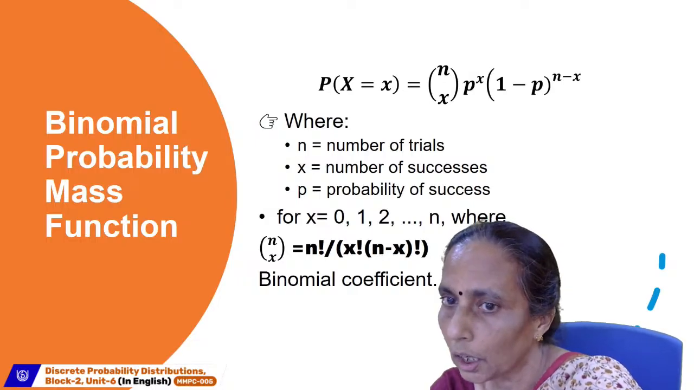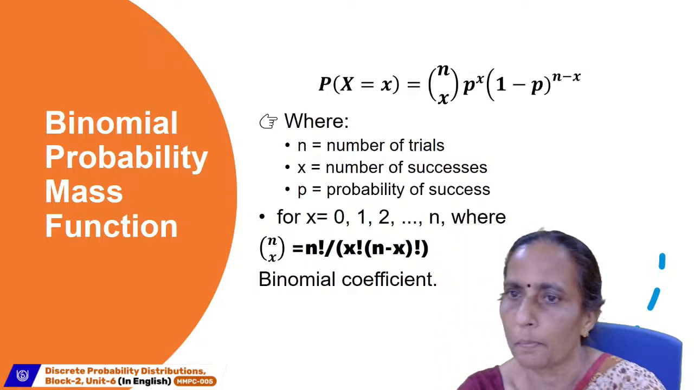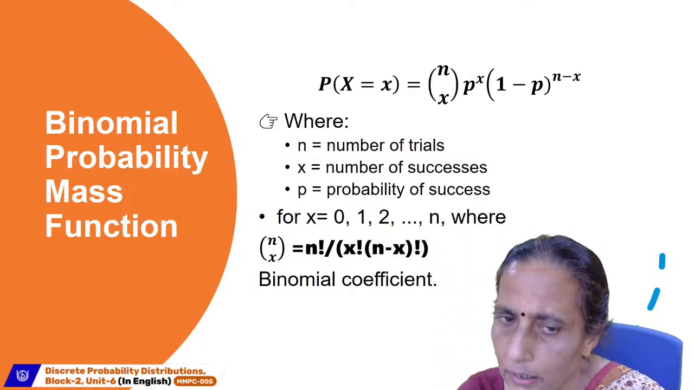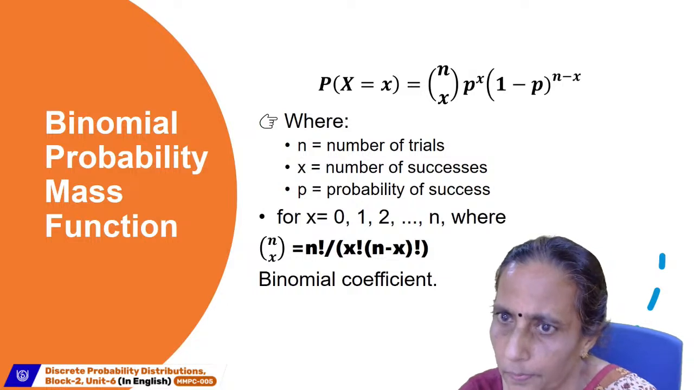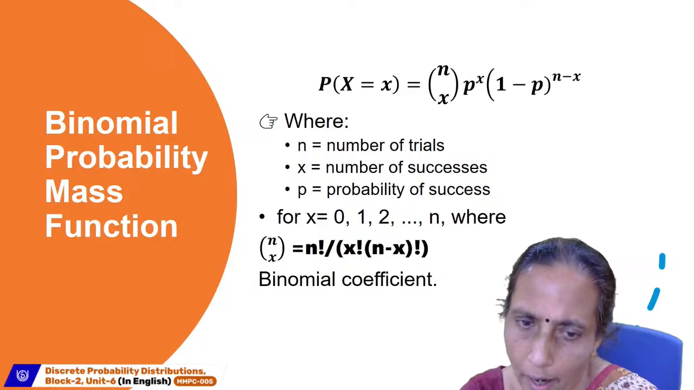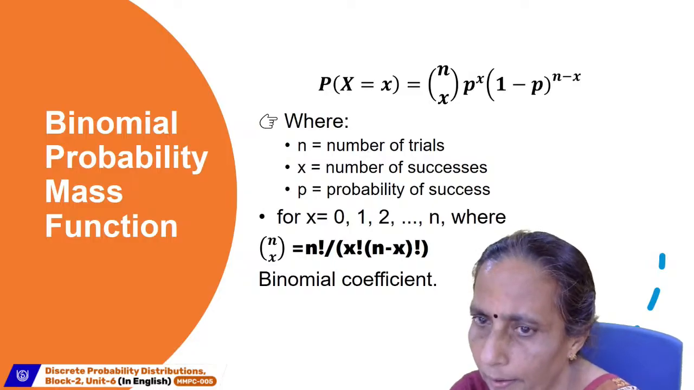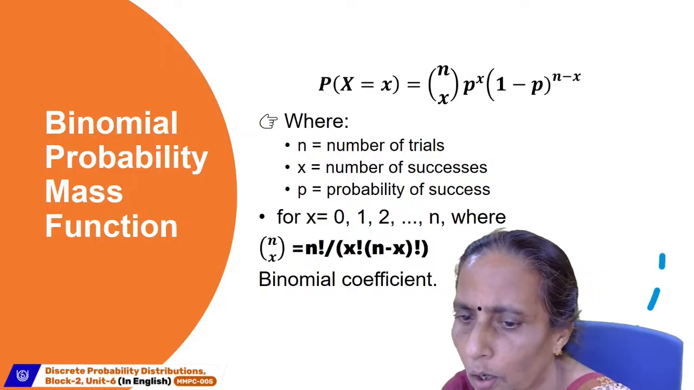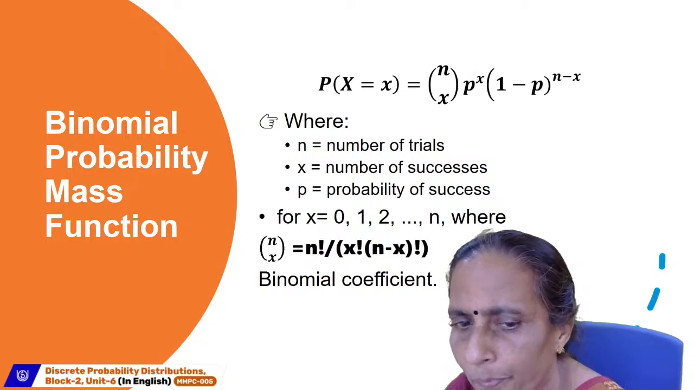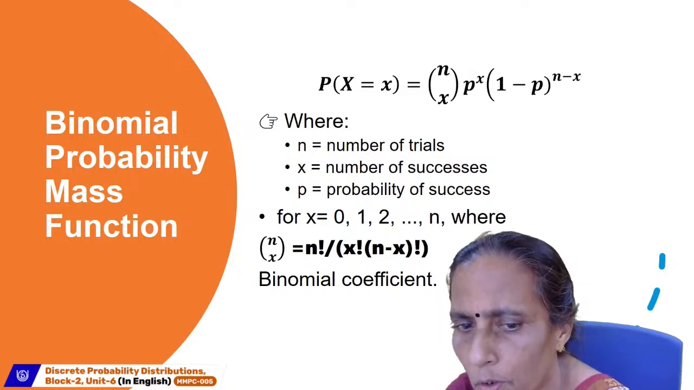So over here, the mass function follows this formula, that is probability that x is equal to x is nCx into p to the power x into 1 minus p to the power n minus x, where n is number of trials, x is number of successes, and p is probability of success for x equal to 0, 1, 2, and so on up to n, where nCx is equal to factorial n divided by factorial x into factorial n minus x.